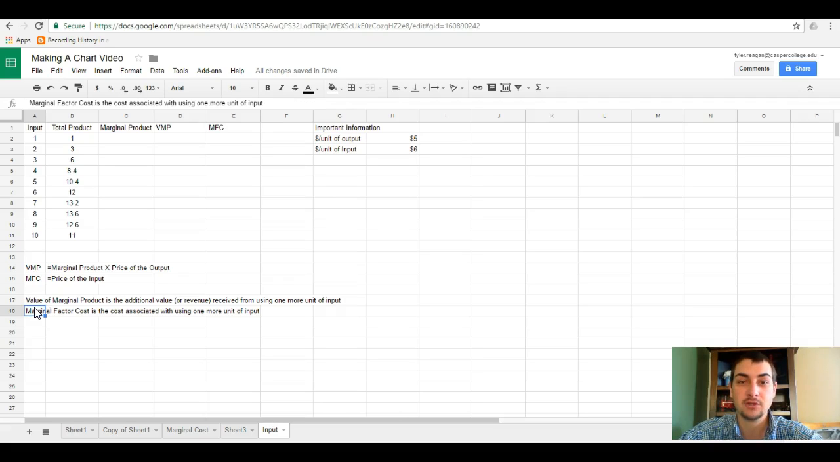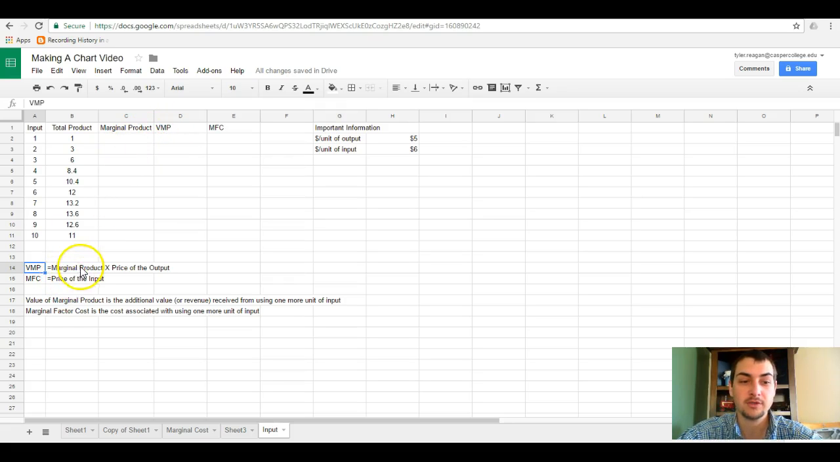Then we have the marginal factor cost. So marginal factor cost is the cost associated with using one more unit of input. So it's basically asking us how much is it costing us to use that one additional pound of feed. So all this deals with the input side. Unlike the output side where you're dealing with, say, marginal revenue or marginal cost, where it's saying what is the cost associated with one more unit of output, this is dealing with the marginal factor cost on the input side, saying what is it costing us to use one more unit of input. So in order to find the value of marginal product, it is the marginal product times the price of the output. To find the marginal factor cost, it is simply the price of the input.